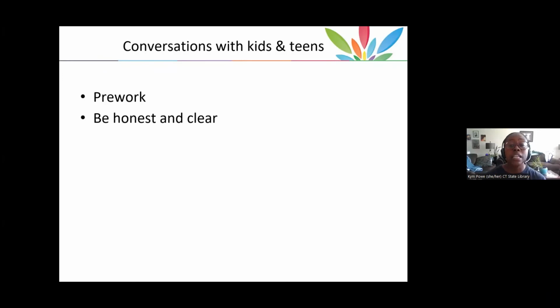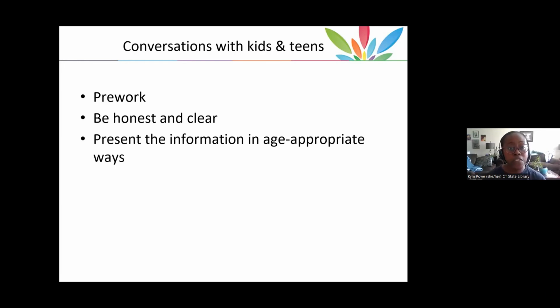Be honest and clear when having conversations, particularly with teens. They'll spot a lie a mile away. Present the information in age-appropriate ways. Sometimes younger kids, little kids, can understand DEI topics better from a space of fairness. We teach kids at a very young age what is fair and what is not fair. Not sharing is not fair, right? That is language that we use with kids all the time.